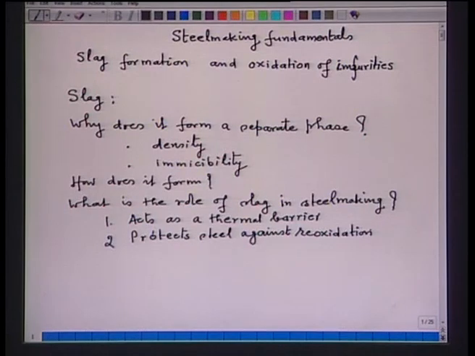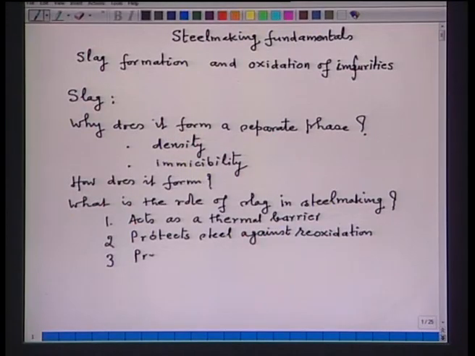Now imagine molten steel is uncovered and put in the atmosphere, then the iron oxidizes. Slag also protects steel against reoxidation. Third, slag prevents passage of nitrogen and oxygen from the gaseous phase to the molten bath, because there is a slag cover, and whenever a gas, for example nitrogen or oxygen from the atmosphere, is to be transferred, it can be transferred only through the slag, and in that way slag prevents the passage of nitrogen and oxygen into the molten bath.